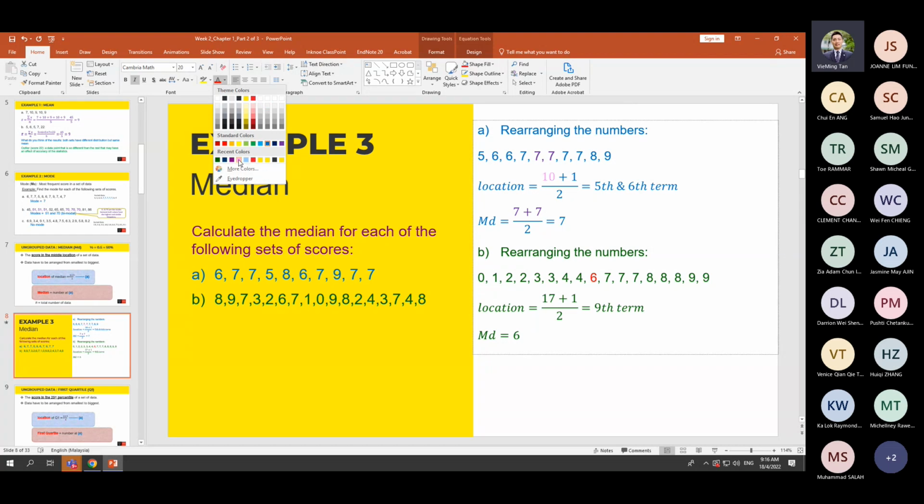Maybe if I use pink, can you see? Maybe I use other color. Orange may not be visible. I use pink, 10.